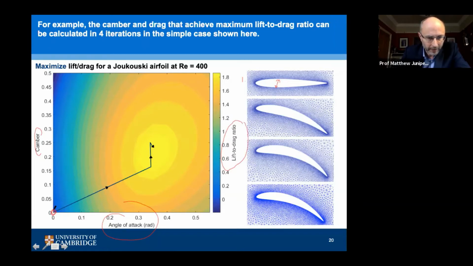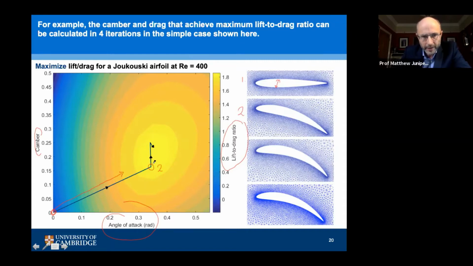And the gradient says, go in this direction. So we go in that direction. Now, how far you go in that direction is a question for your optimization algorithm. It's a question I won't get into here. But once we get to this point, that's point 2. That's what the airfoil looks like. It's got a bit of camber and it's got a higher angle of attack. So that's, if you like, one iteration.